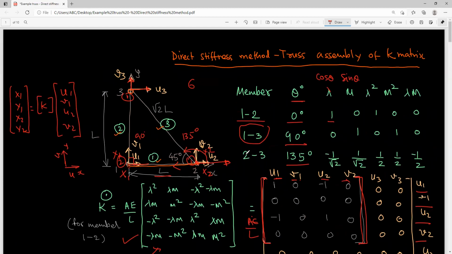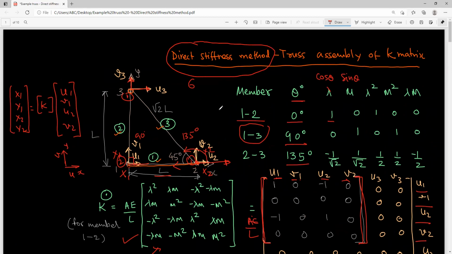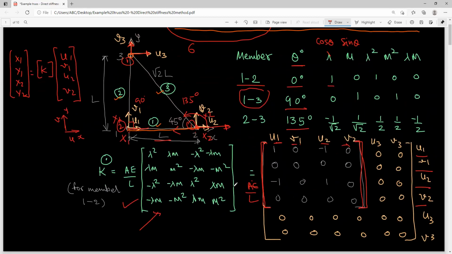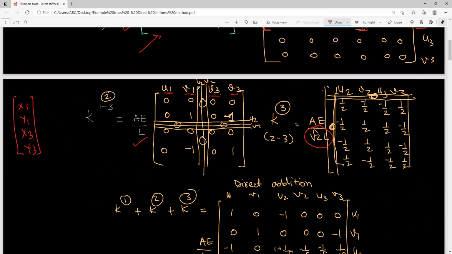Okay, now using the direct stiffness method, the assembly of the stiffness matrix is a direct way. Finally, to get the K matrix for the entire truss, we have to do the addition: K matrix from member 1, K matrix from member 2, and K matrix from member 3. We have to add them. But direct addition is not possible here because the corresponding variables are different. One is related with nodes 1 and 2, the second with nodes 1 and 3, and the third with nodes 2 and 3.